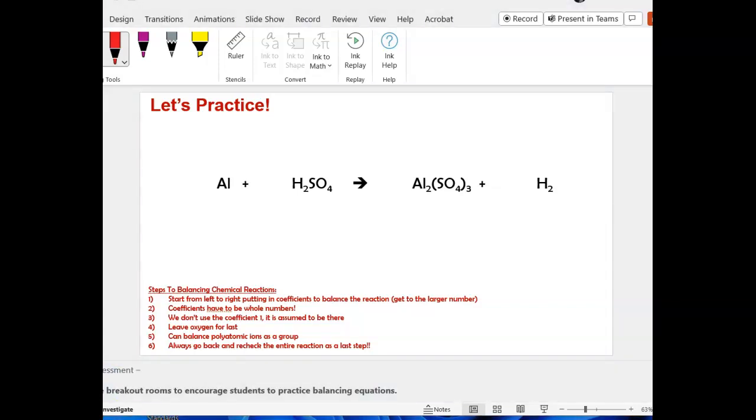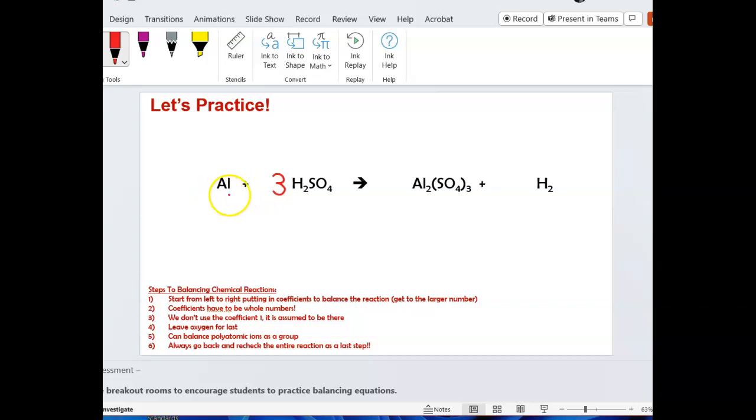Okay, I'm going to go ahead and balance. This time I see sulfate, SO4, it's a polyatomic ion. I'm going to start there, may save me some time. I have one sulfate on the left and I have 3 sulfates on the right. So I'm going to start by putting a 3 here. I'm going to go back then and start at the beginning.